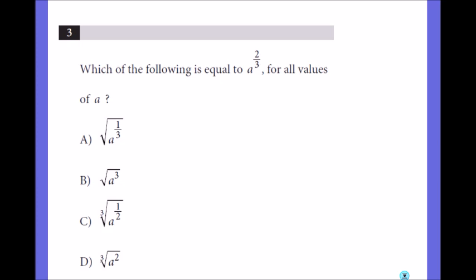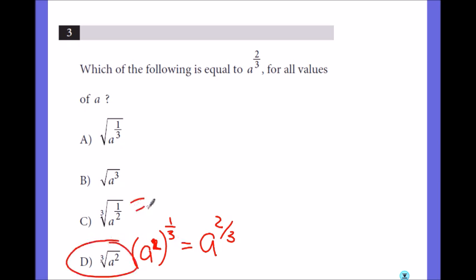Which of the following is equal to a to the 2/3 power for all values of a? So you're just looking for these expressions where the exponent will become 2/3. If you have a cube root, it becomes raised to 1/3, square root becomes 1/2, fifth root becomes 1/5. If it's raised by a power, you do a to the 2/3, because if a power is raised to a power, you multiply them. 2 times 1/3 is 2/3, so it must be D.